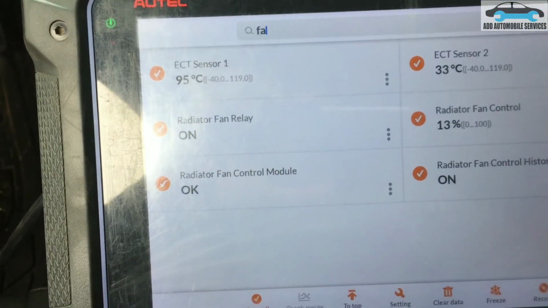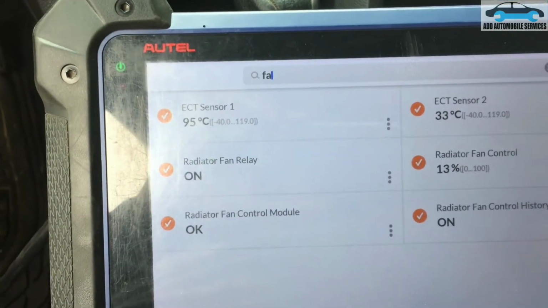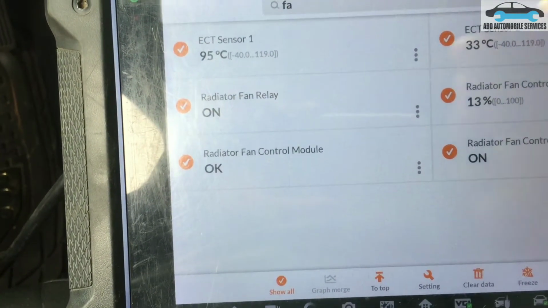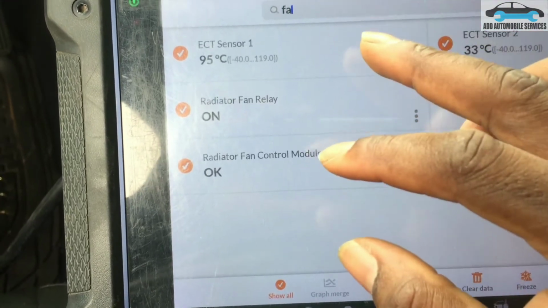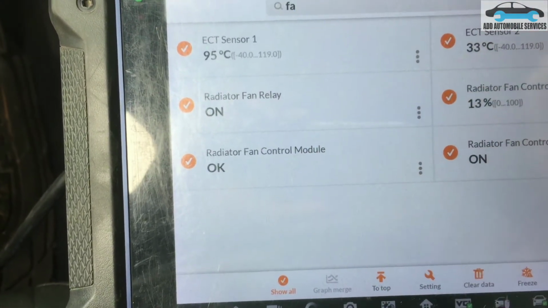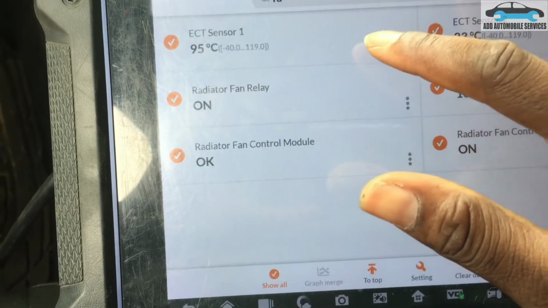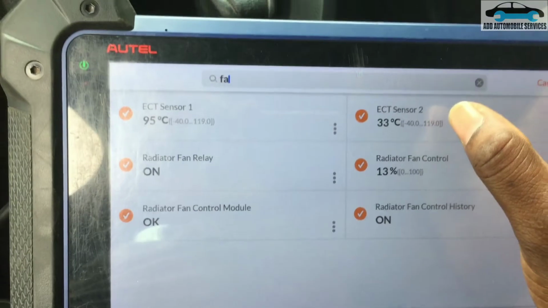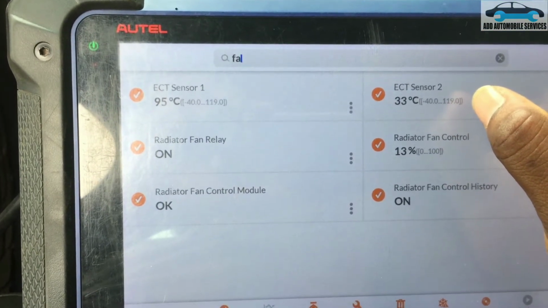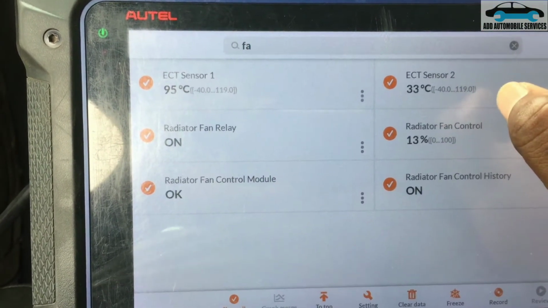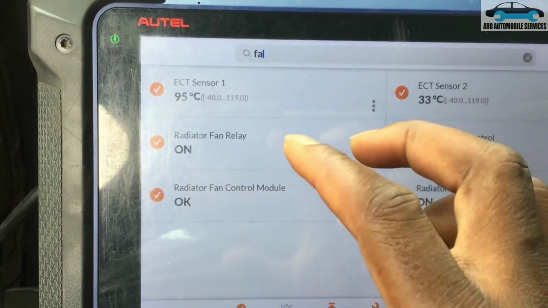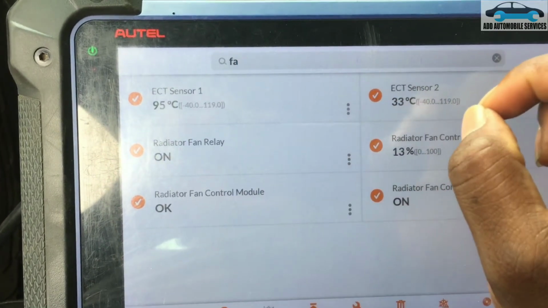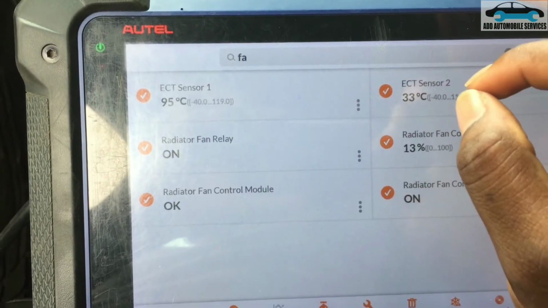I'll wait for it to get 100 degrees, and if still it doesn't open, then I'll know it is from my thermostat, because the reason why I'm suspecting is Honda is so good that they have two sensors. One in the engine and one on the radiator. This one tells me the temperature in the engine, and sensor 2 tells me the temperature in the radiator. So if you are seeing this vast difference, that means there could be a block somewhere, and that block will only be from the thermostat.